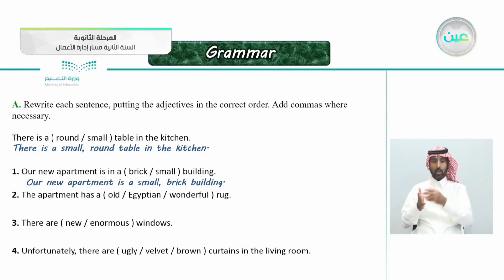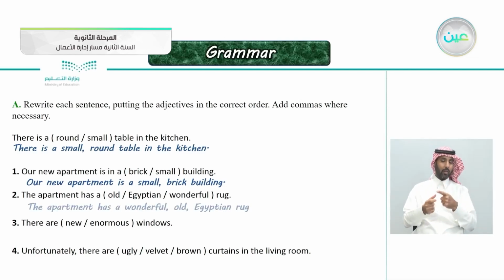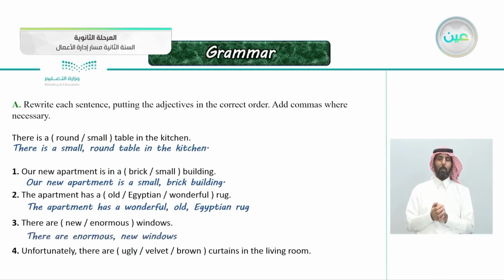Number 2, the apartment has a old Egyptian wonderful rug. So we have 3 adjectives here. So the correct answer here is yes, the apartment has a wonderful old Egyptian rug. Wonderful opinion, old age, Egyptian nationality, rug. Very good. Number 3, there are new enormous windows. So the correct answer here is yes, there are enormous new windows. Enormous, size, new is for the age, windows.